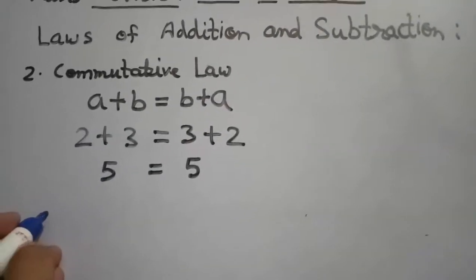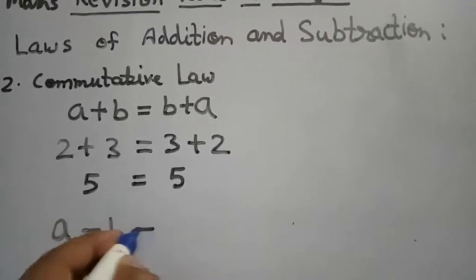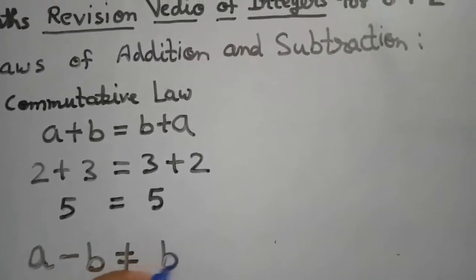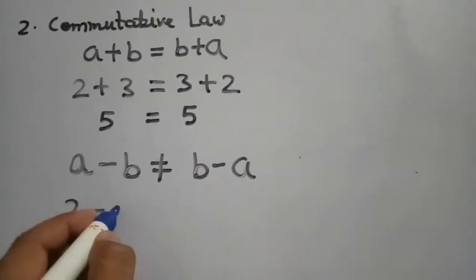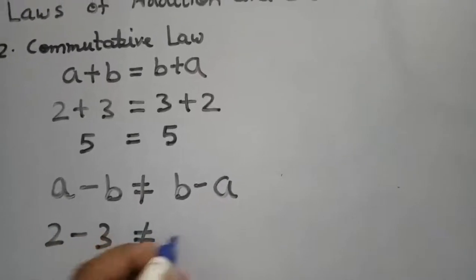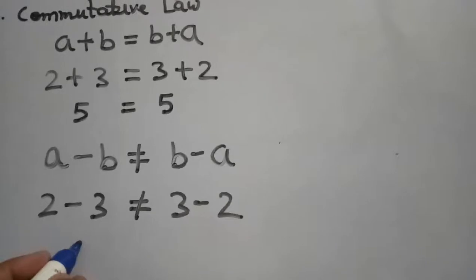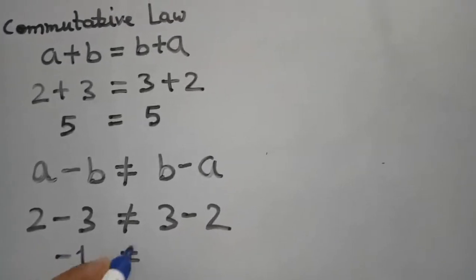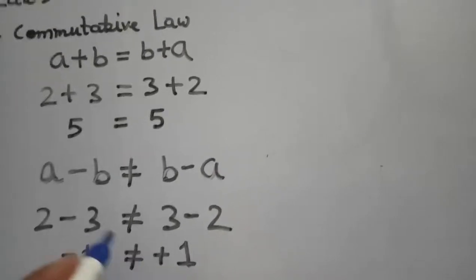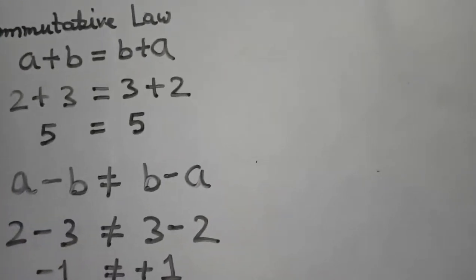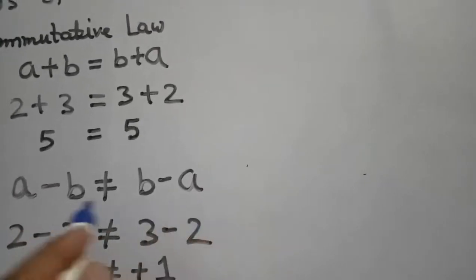But in subtraction, this law will not be used. For example, 2 minus 3 is not equal to 3 minus 2. Look here, the result is minus 1 and here the result is plus 1. So both sides are not equal. So the commutative law will not be used in subtraction.